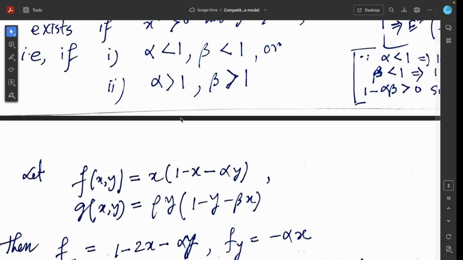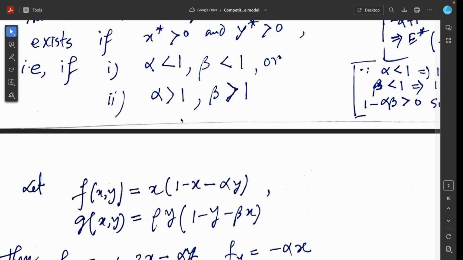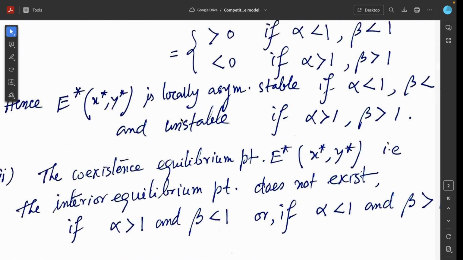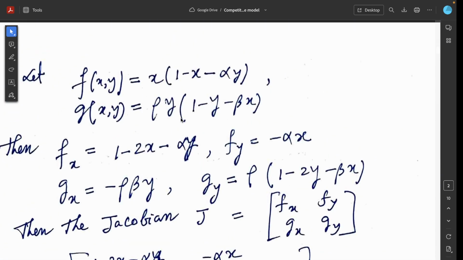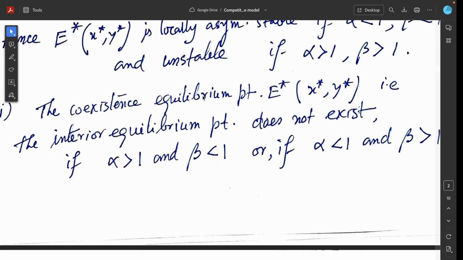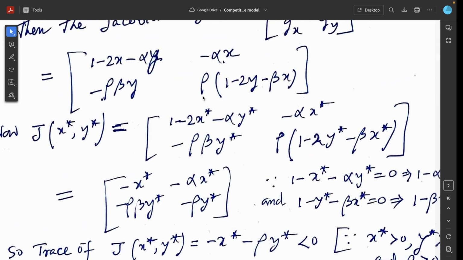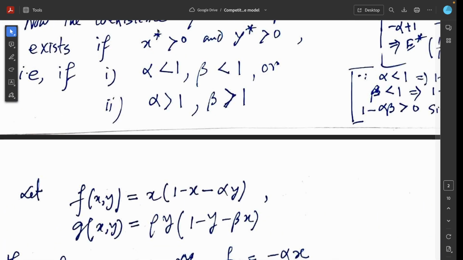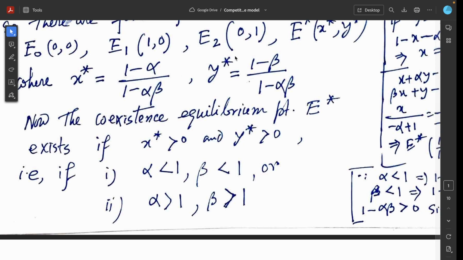Suppose alpha is greater than 1 and beta is less than 1. Say alpha equals 2 and beta equals half. So 1 minus 2 is negative, and 2 times half, that is alpha times beta, is 1, so 1 - alpha beta is 0. The denominator is 0, so this is undefined.